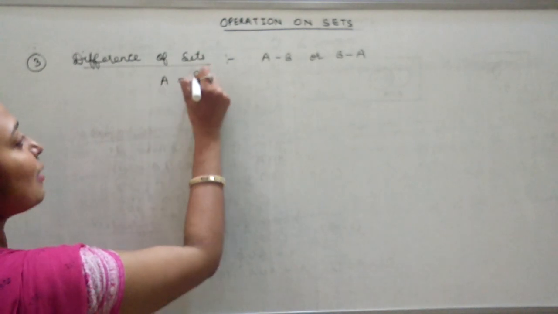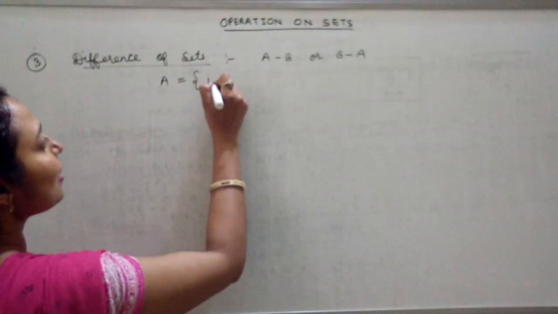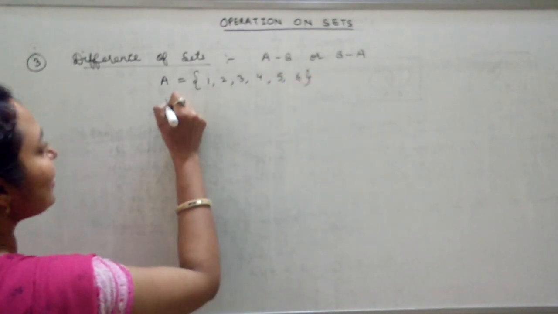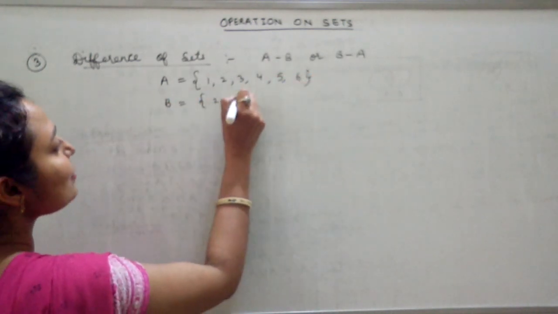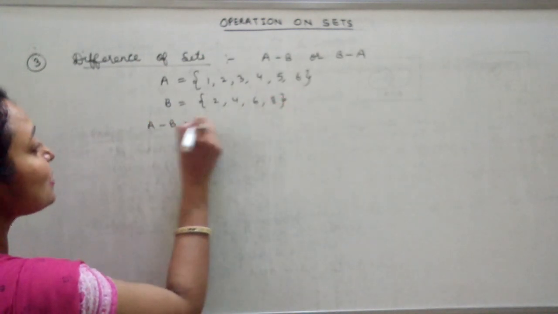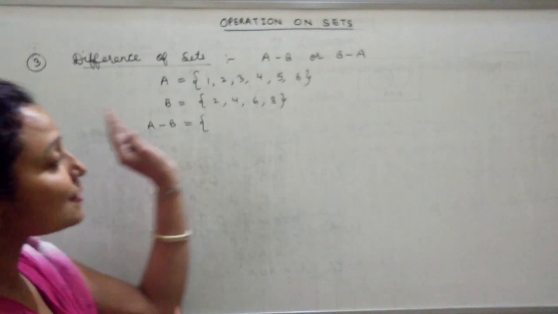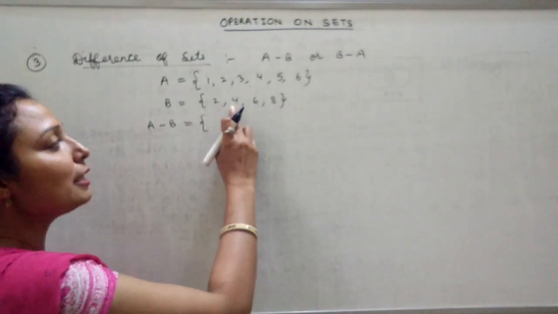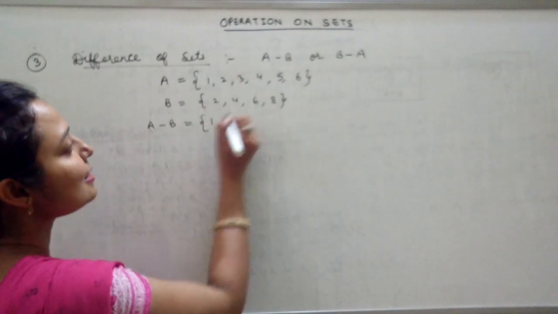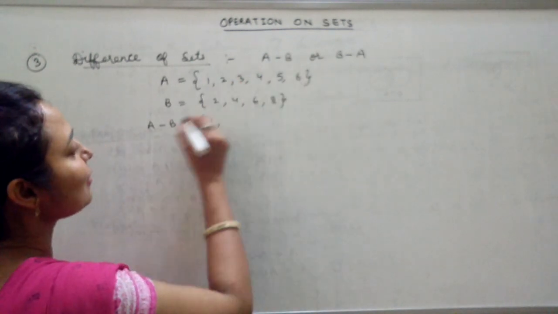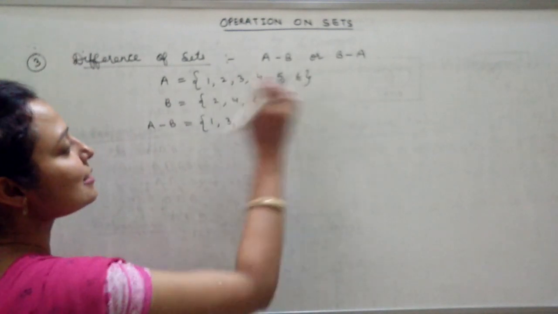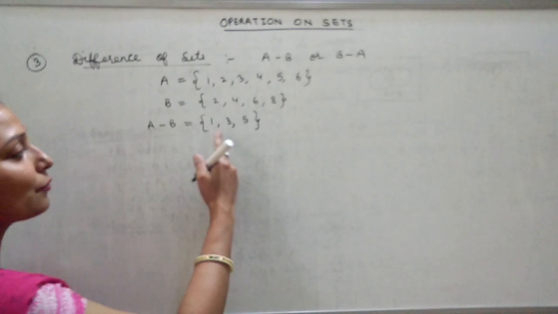Let us go with the same example. A is 1, 2, 3, 4, 5, 6 and B is 2, 4, 6 and 8. A minus B means you have to exclude all the elements of B from A. 2 is present, you have to cancel this, and 4 and 6. So A minus B is 1, 3, 5. 2, 4, 6 are cancelled out and you get 1, 3, 5.